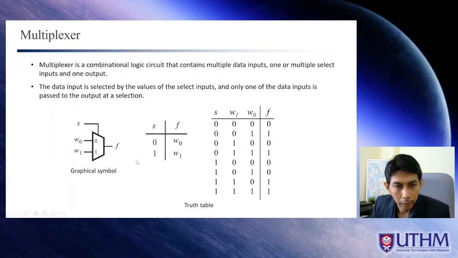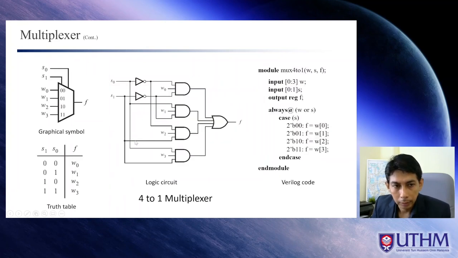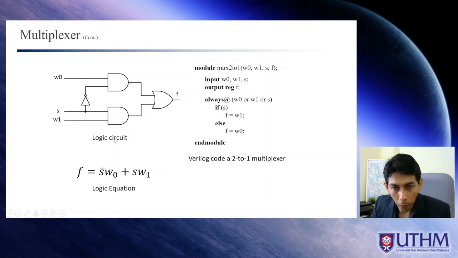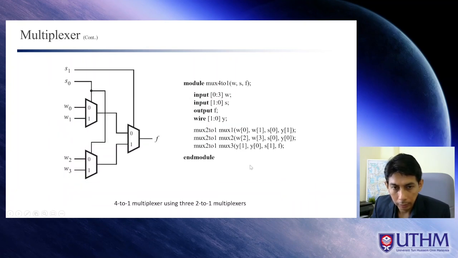So last week we have learned what is the multiplexer and how to design it and how to describe or model it in Verilog. This is 2 to 1 multiplexer, and this is 4 to 1 multiplexer, and this is the Verilog code. 4 to 1 multiplexer using a 3 2 to 1 multiplexer.